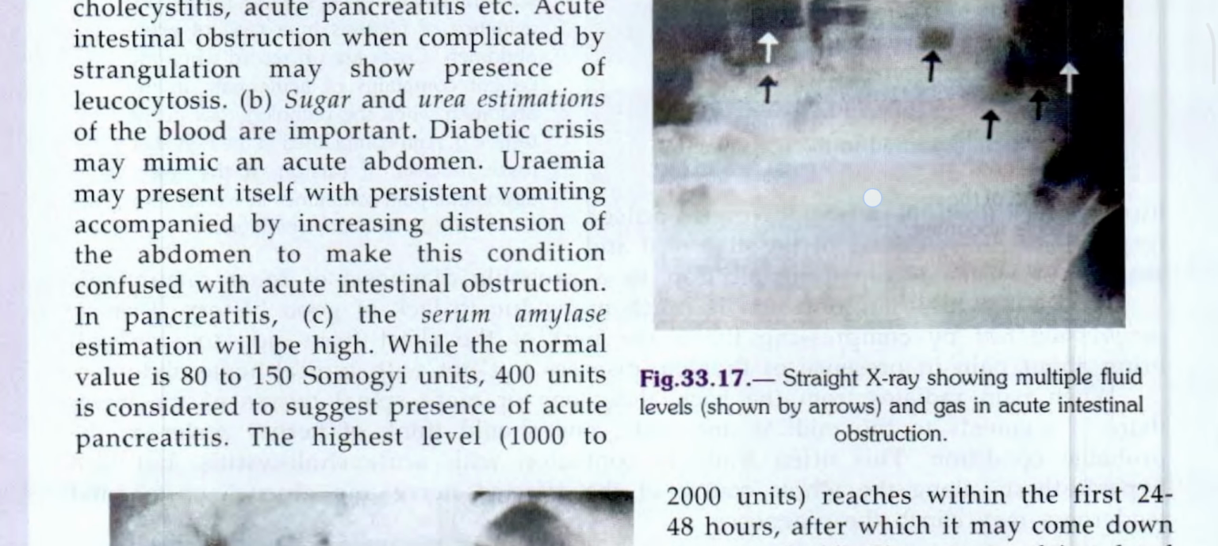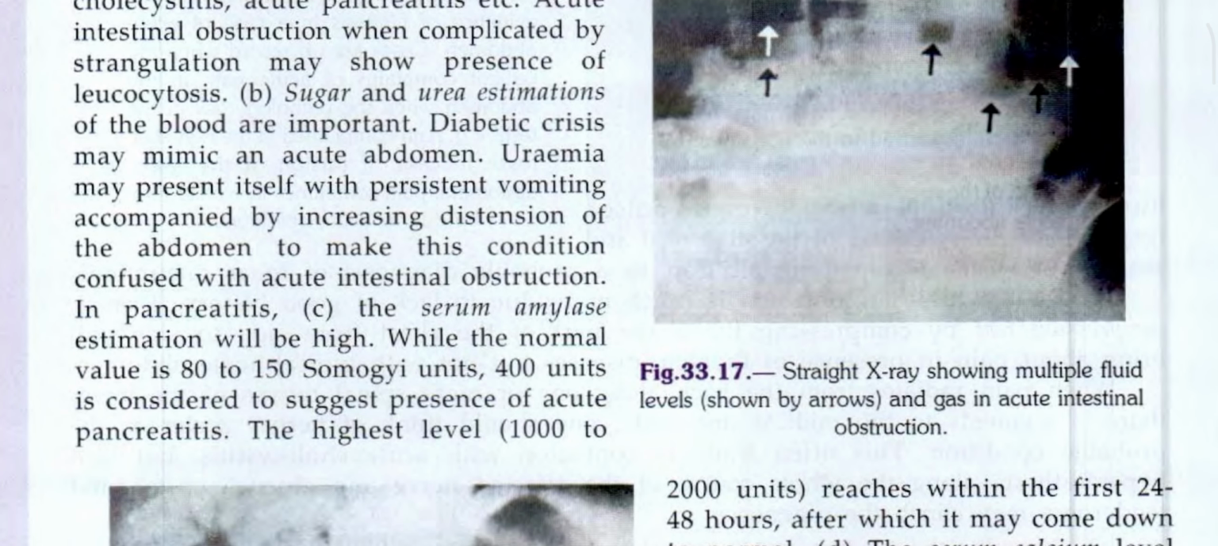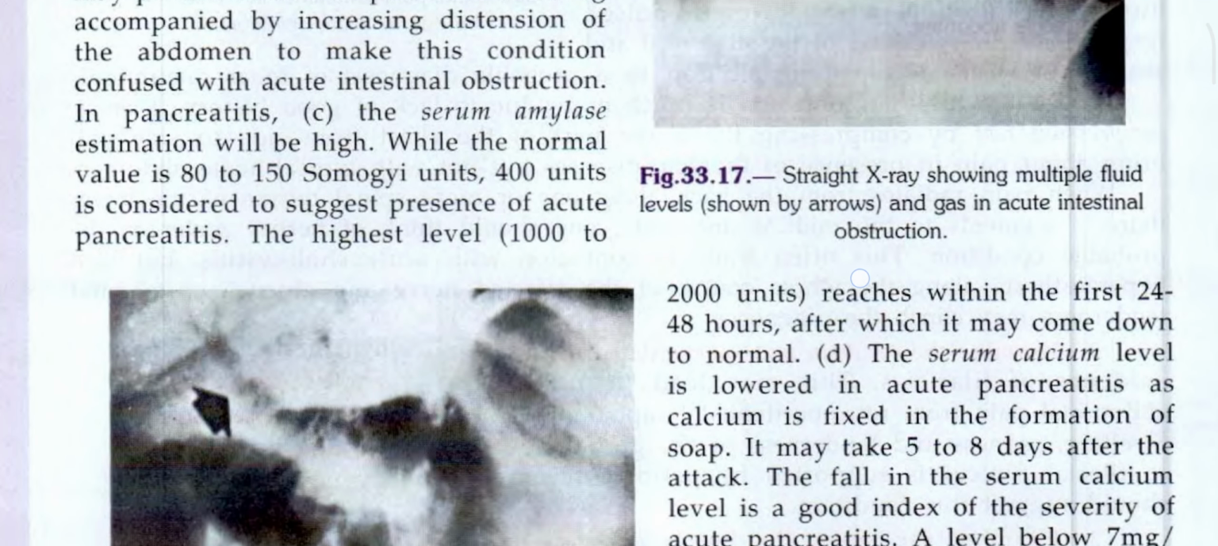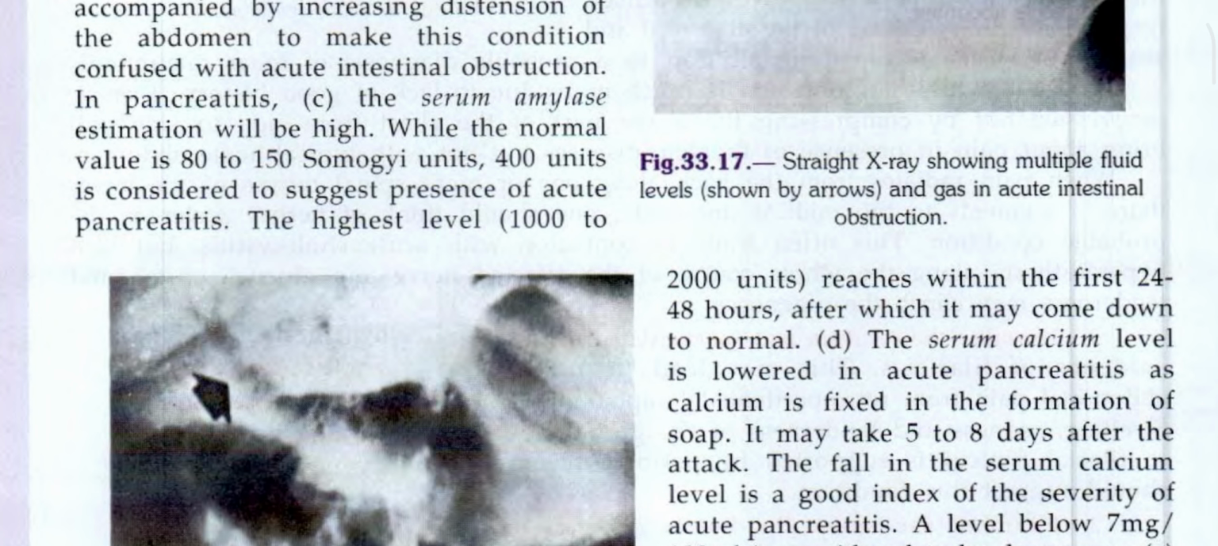Sugar and urea estimation of the blood are important. Diabetic crisis may mimic an acute abdomen. Uremia may present itself with persistent vomiting accompanied by increased distension of the abdomen, making this condition confused with acute intestinal obstruction. In pancreatitis, the serum amylase estimation will be high.